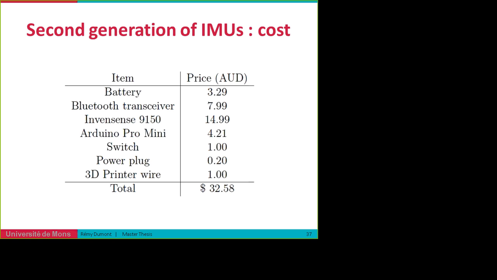So cheap devices are quite important, especially when we are working with vision impaired people, because these people are more likely to lose things because they cannot see them. So cheap devices mean easy to replace.